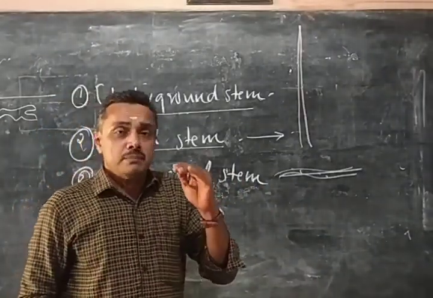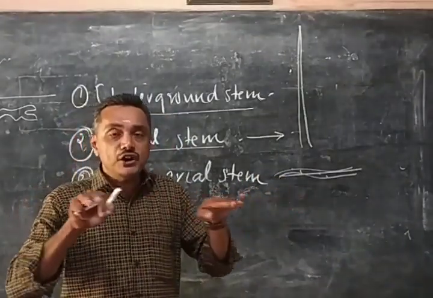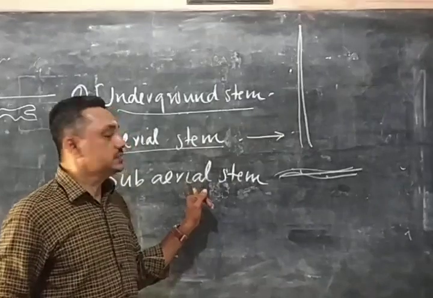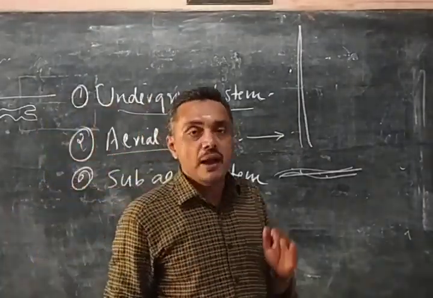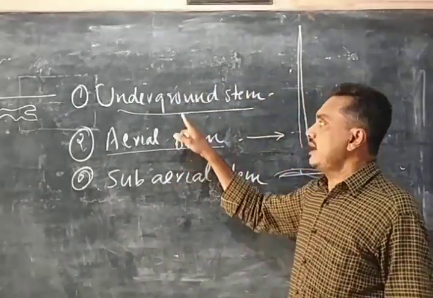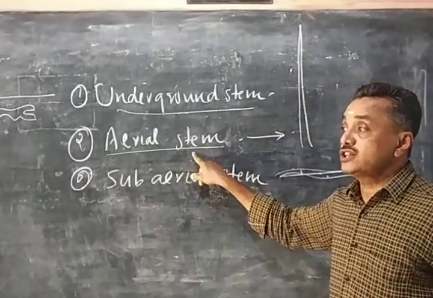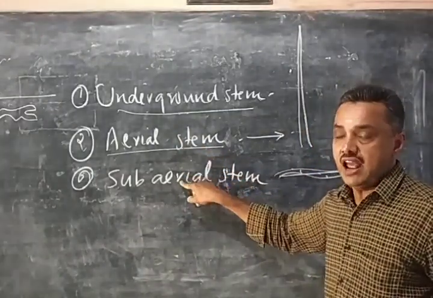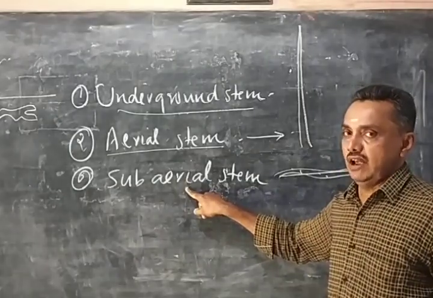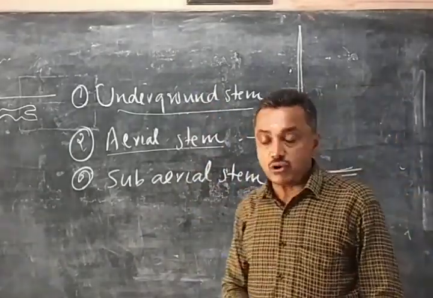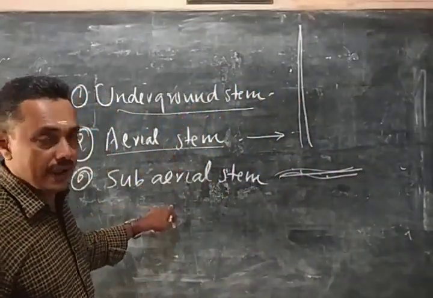So the stem present above the soil level but creeping on the soil, growing horizontally on the soil, is called a sub-aerial stem. So the stem is categorized into three based on morphology. One is the stem present below the soil level, called underground stem. Both others are present above the soil level: one growing vertically and the other growing horizontally on the soil. So there are three types of stem based on morphology. See them one by one: underground, aerial, and sub-aerial.